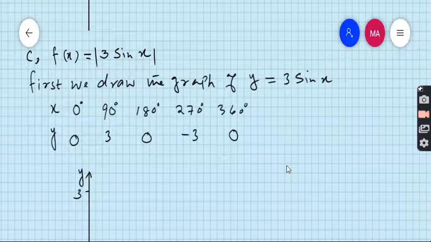Here we go. This is part C. f(x) equals absolute value of 3 sine x. First we draw the graph of y equals 3 sine x. Because sine x has period 360 degrees, we will take 90 degree intervals. Take your calculator, write 3 into sine 0, you will get 0. For 90 you will get 3, for 180 you will get 0, for 270 you will get minus 3, and for 360 you will get 0.